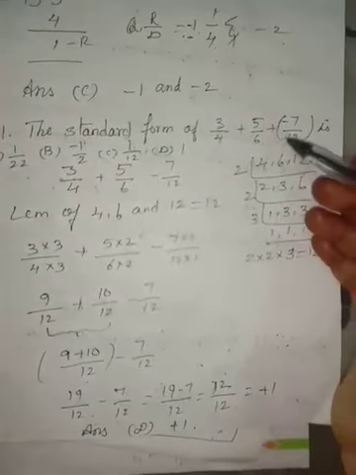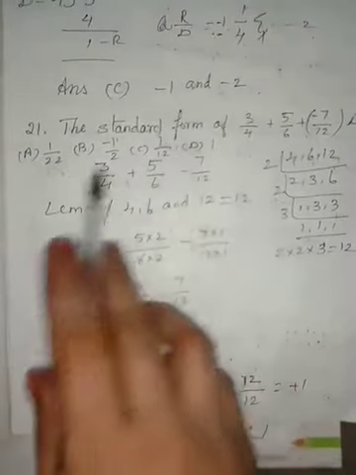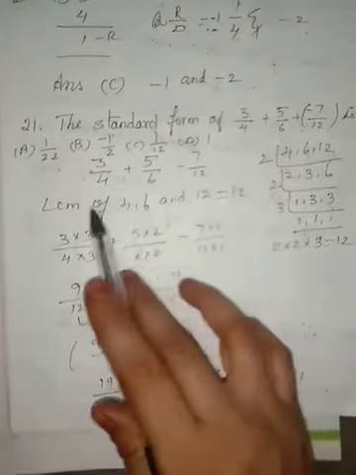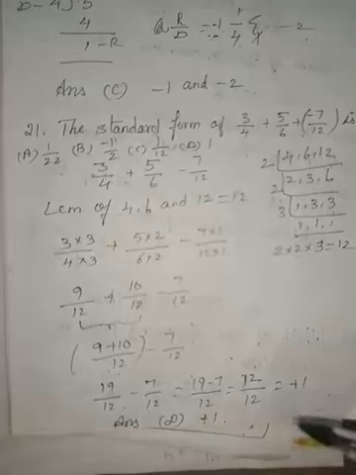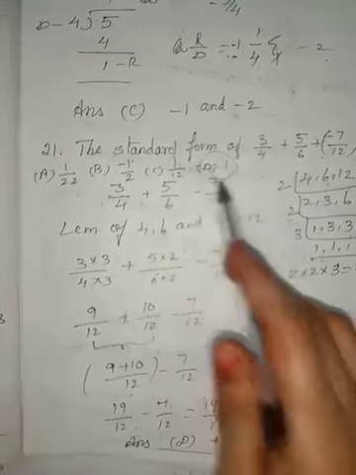The 21st, the standard form of 3 by 4 plus 5 by 6 plus minus 7 by 2. They have given 4 options. We must select the correct answer. Here also the denominators are unlike. We must convert into like denominators and add the numerators. We get plus 1. So option D is the correct answer.